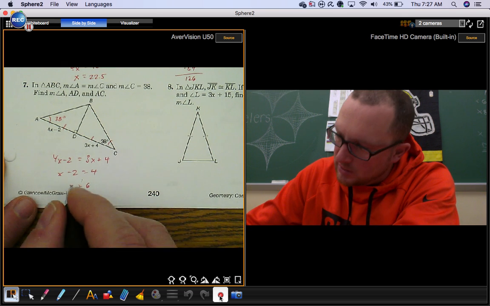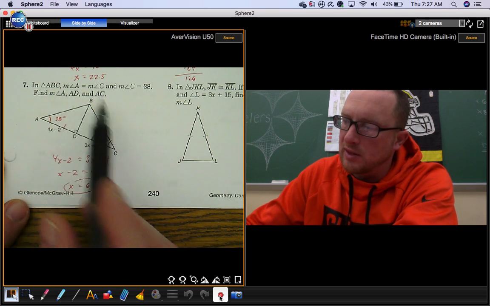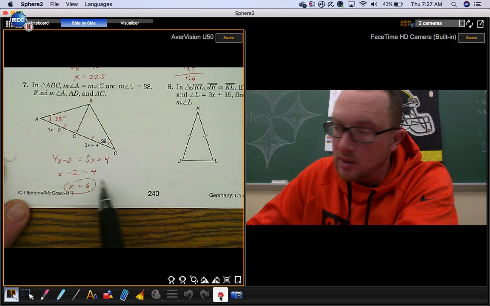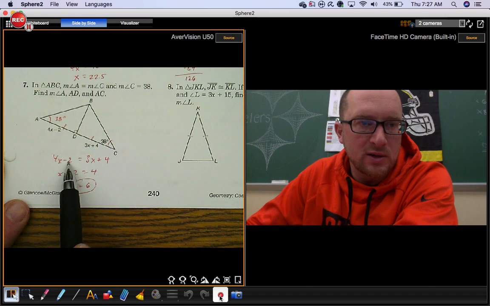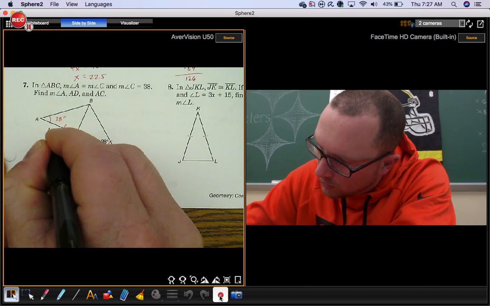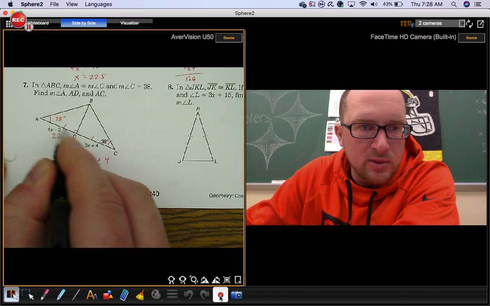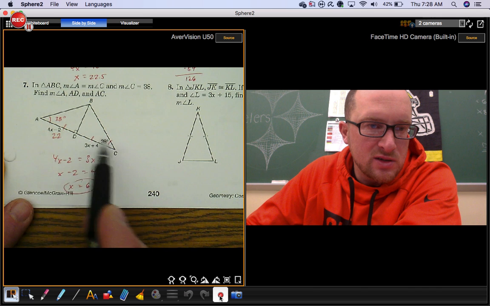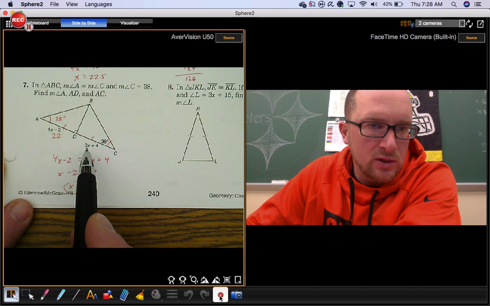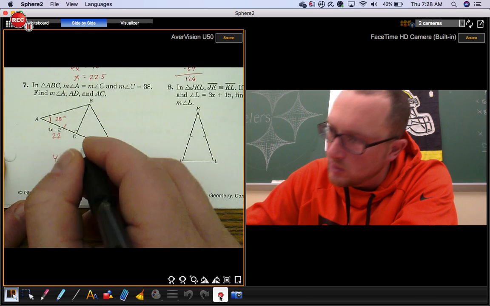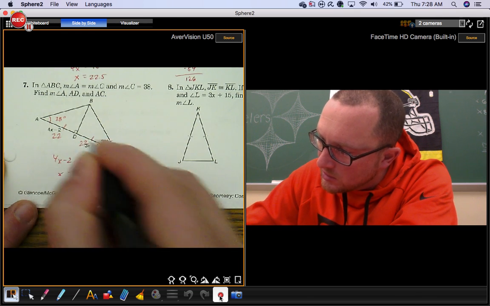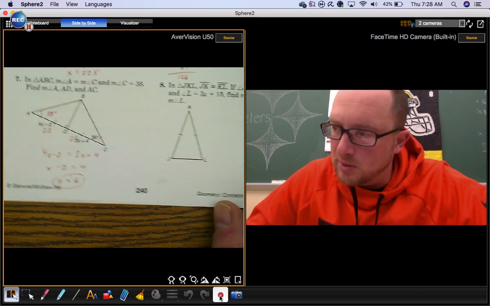This is not what they ask you for. They ask you for the lengths of those sides. So plug that back in. X is 6. 4 times 6 is 24. 24 minus 2 is 22. That's how long that piece is. Well, how long is this piece? Well, 3 times 6 is 18. 18 plus 4 is the same 22. You shouldn't be surprised that they're the same. Remember, they needed to be the same.